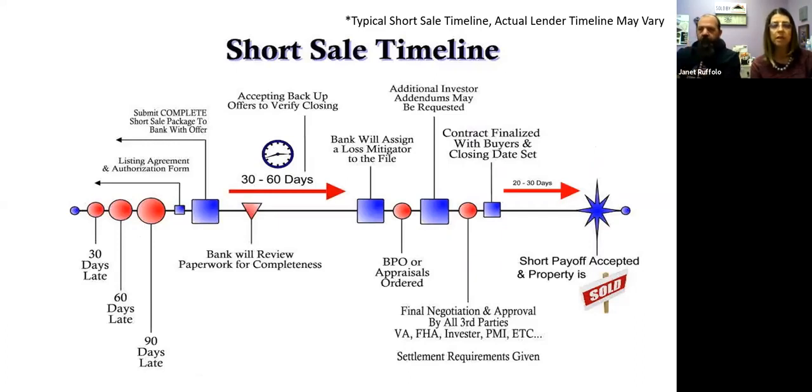So you can see that someone on the left-hand side goes late 30 days, 60 days, 90 days. From that, the bank will issue a lis pendens, so they will file for a pre-foreclosure motion on that. Then it looks like we'll work together.